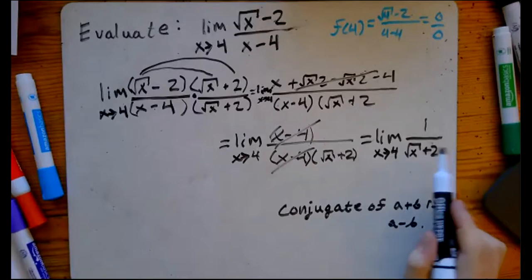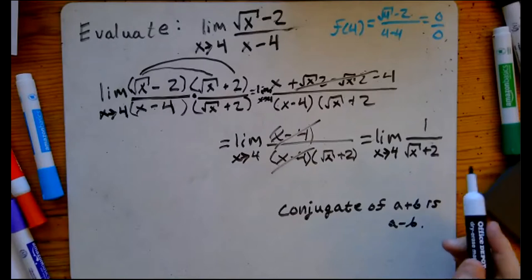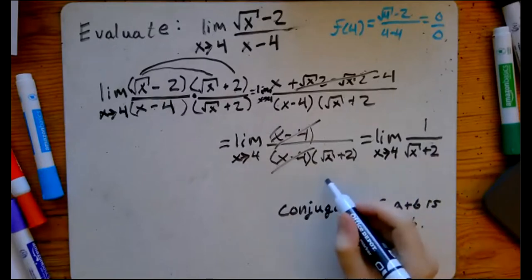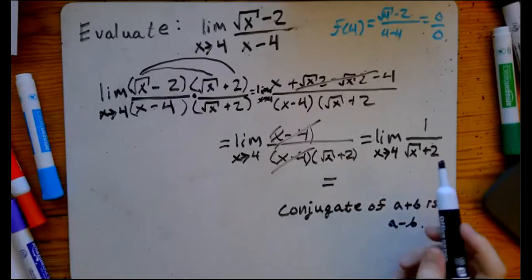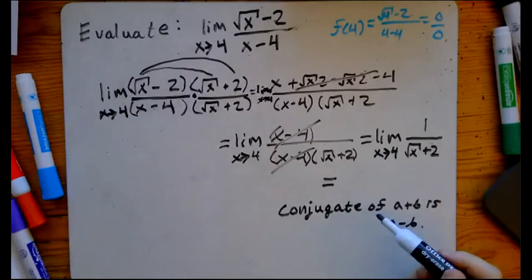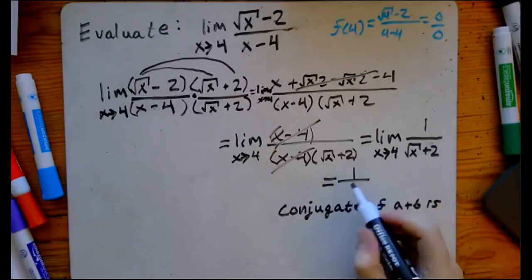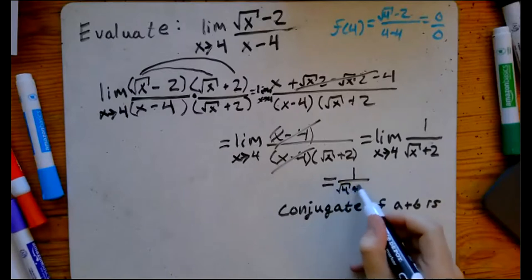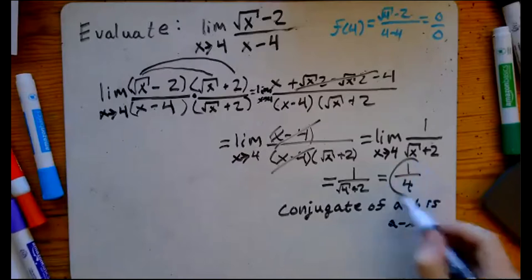But the important thing is now, could we plug 4 into this without any dividing by zeros? Can I plug 4 into this now? Yeah, sure we can. That'll give us 1 over the square root of 4 plus 2. Square root of 4 is 2, so we end up with 1/4.